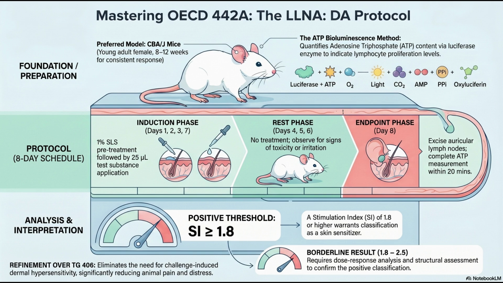But to measure that ATP, the DA modification uses bioluminescence. It utilizes a luciferin and luciferase reaction, which is just wild to me. It really is. It's the exact same chemical pathway utilized by fireflies. For your exam, you need to visualize the components of this reaction. You extract the ATP from the proliferated lymph nodes, then you combine it with luciferin and oxygen. Then the enzyme luciferase is introduced to catalyze the whole reaction. And the output of that specific combination is light.